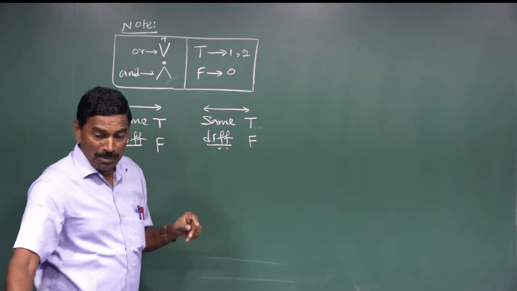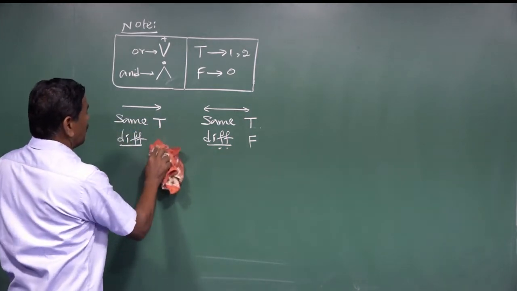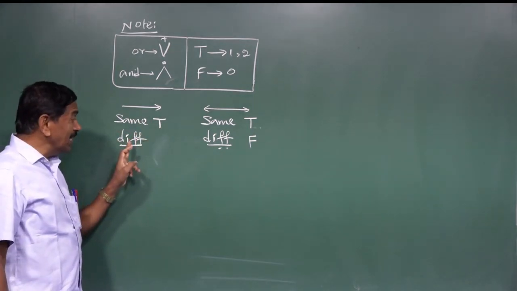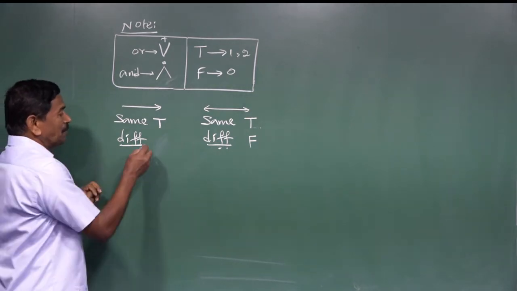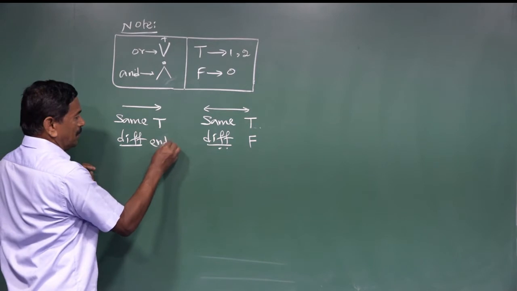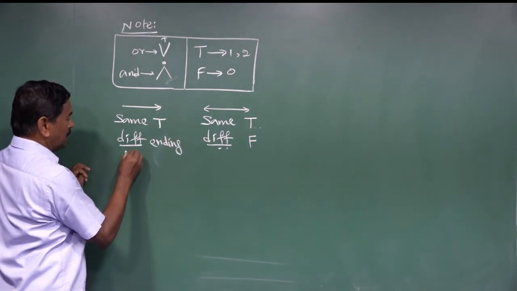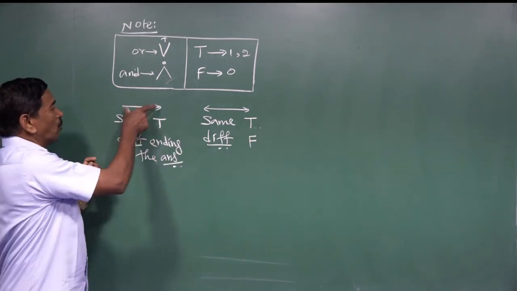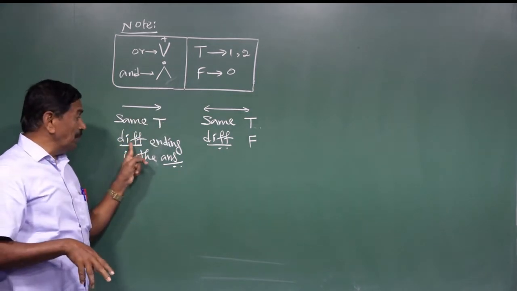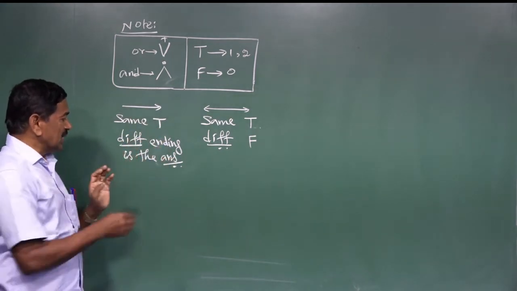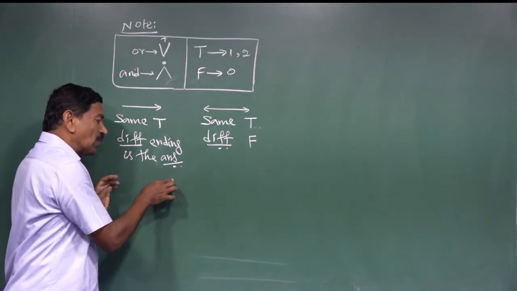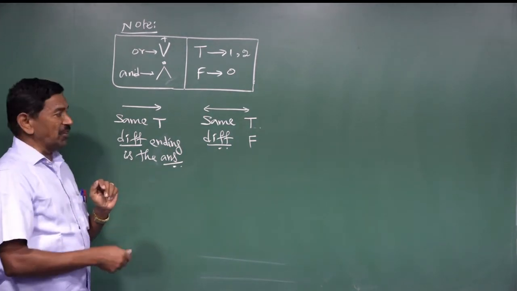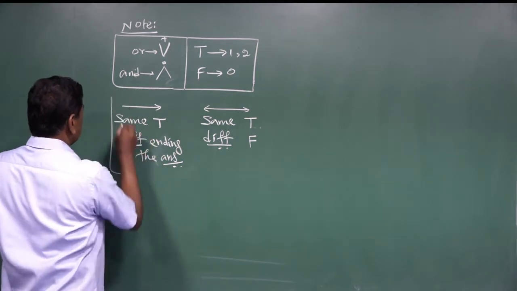But I made a small mistake. For the conditional statement, same means true, but different means the ending is the answer. Again, listen. For the one-sided arrow, same means true is the answer, and different means the ending is the answer. For example, true to false, so false is the answer. False to true, then true is the answer, likewise. So these two are one package.